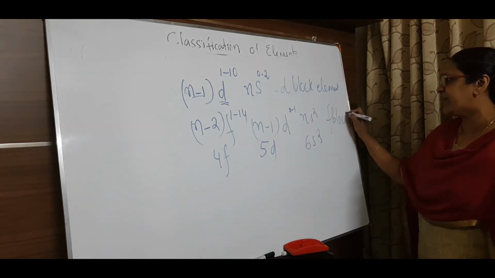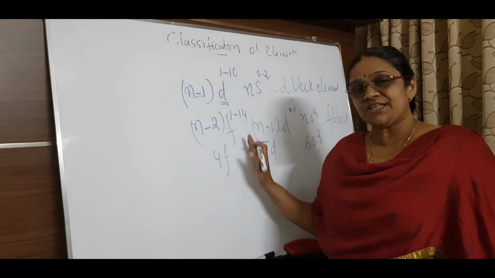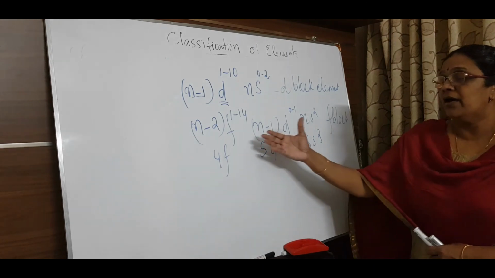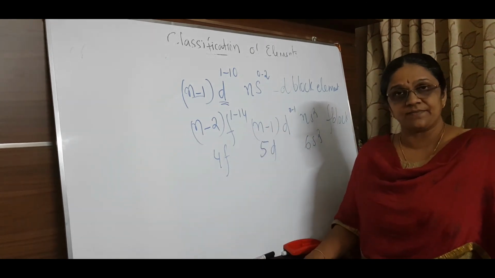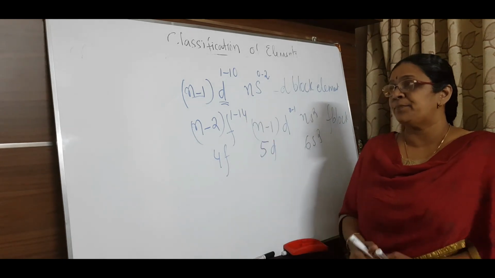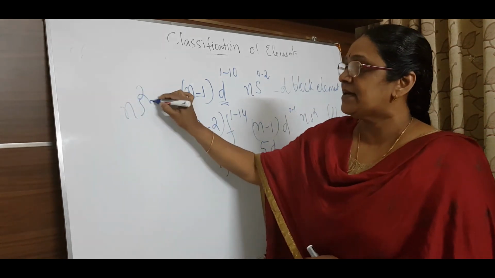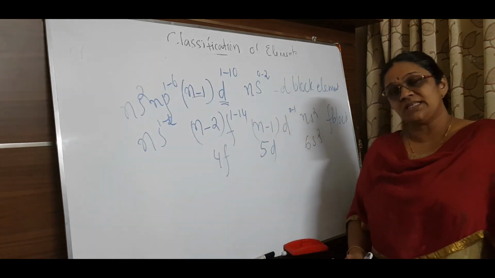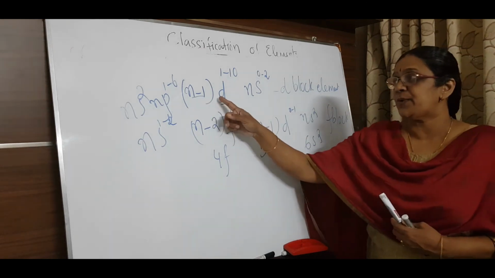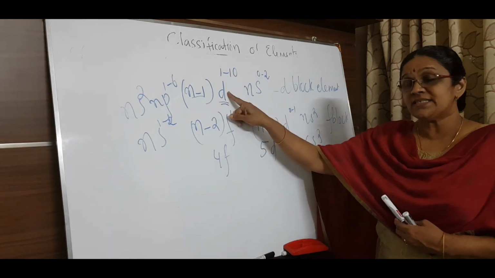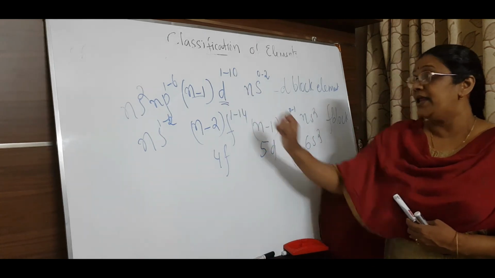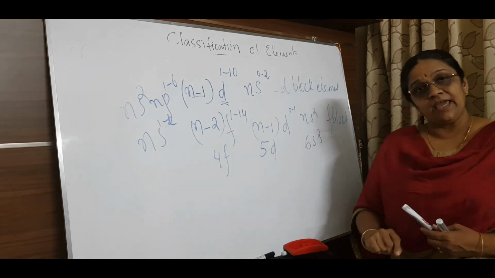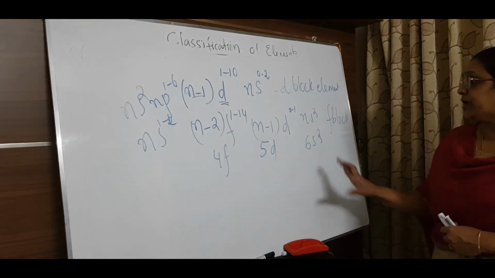You just study the general configuration. For a 1 mark question it can be asked, write the general configuration of d block element, or write the general configuration of f block element. So you have to just study that p block element is ns2 np1 to 6, and s block is ns 1 to 2. d block is (n minus 1) d 1 to 10. What this means? The d orbitals are filling, 10 electrons are getting into the d orbitals, and here the f orbitals are filling from 1 to 14 electrons. So these are the general electronic configurations.